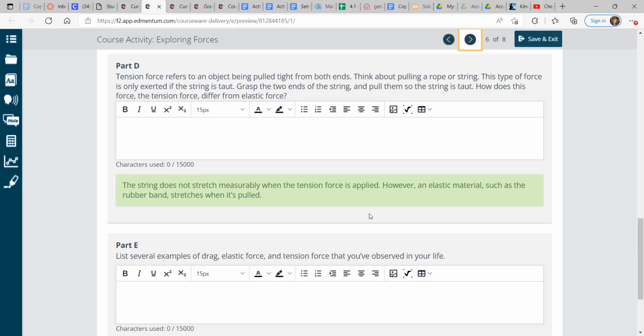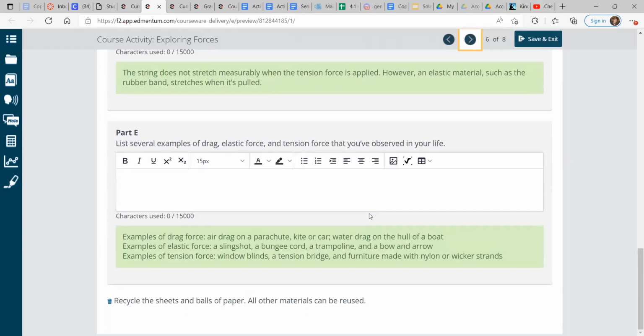That type of force is only exerted if the string is really tight or taut. Grasp the two ends of the string, pull them so the string is taut. How does the force differ from elastic force? The string does not stretch measurably when the tension force is applied. However, an elastic material would stretch if it's pulled. So tension, there's no stretching. Elastic force, there is stretching.